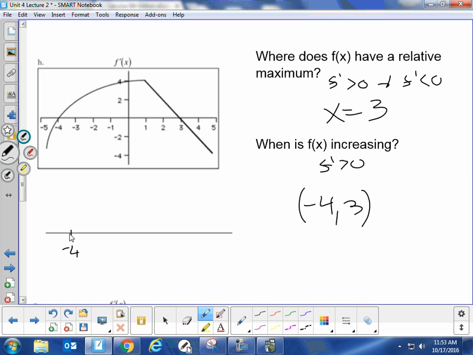At -4, you have f prime is equal to 0. At 3, you have f prime is equal to 0. It just goes from negatives to positive to negative. A lot of people get scared about this sharp point. Don't be scared about sharp points. Okay?